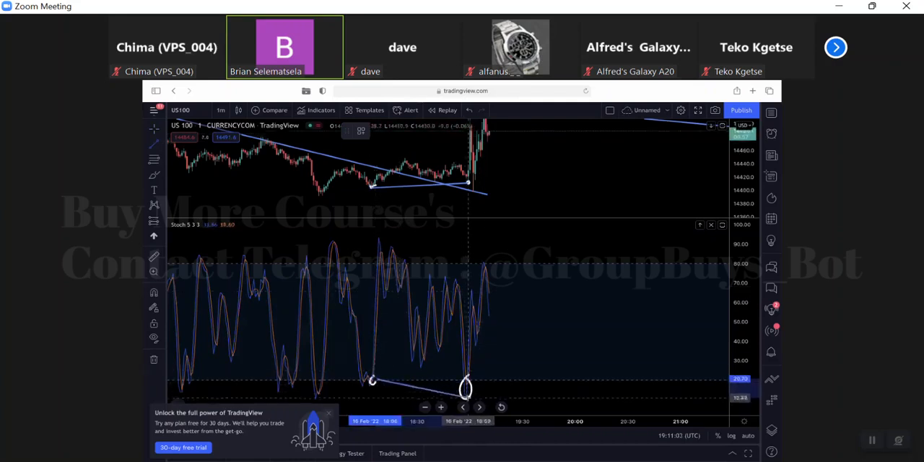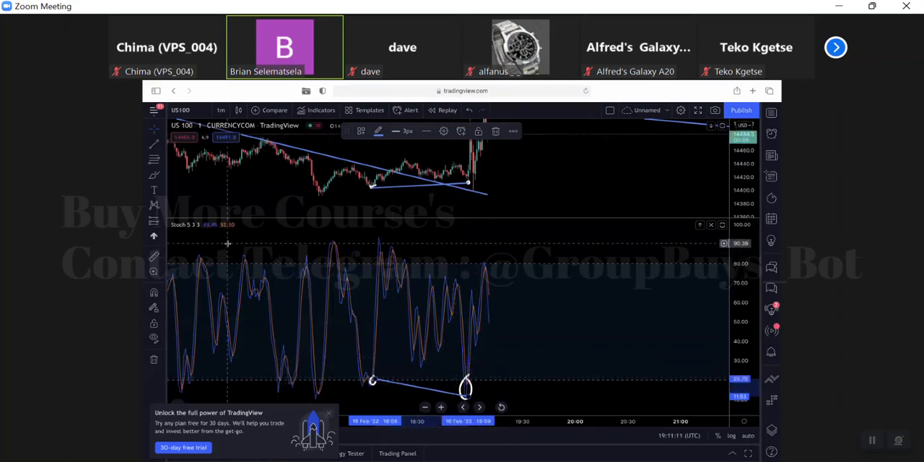So now, of course, the last thing that you confirm with your divergence is the crossing over between the two lines inside the stochastic. The settings are 533 of the stochastic that we use.